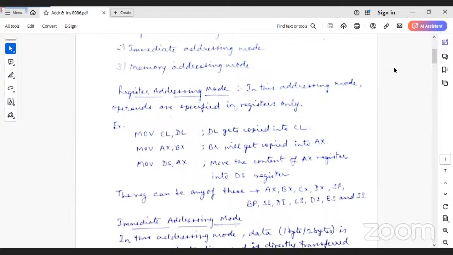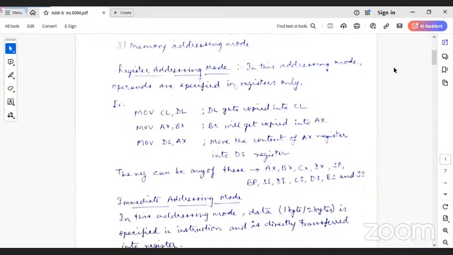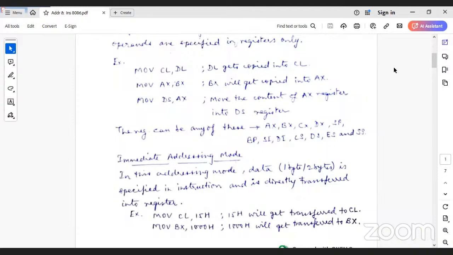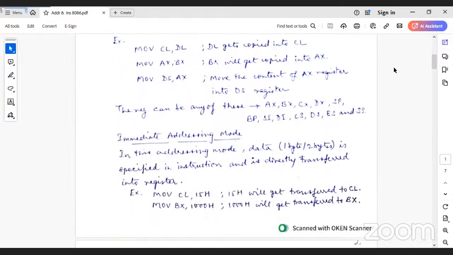So in the example move DS comma AX, you are moving the contents of the AX 16-bit register to your DS data segment register. So this one is very easy for you, register addressing mode. The only thing is you should take care that the data transfer takes place between equal size registers. That is one point you should remember when you are doing the register addressing mode.